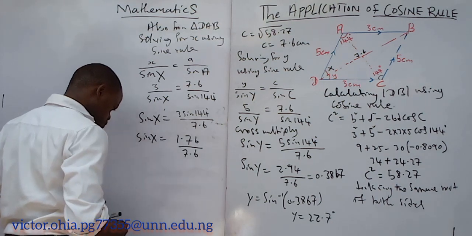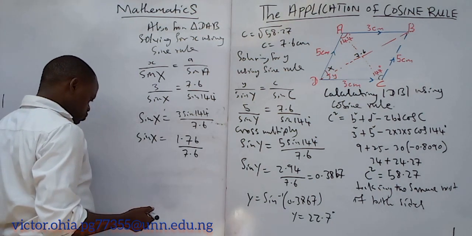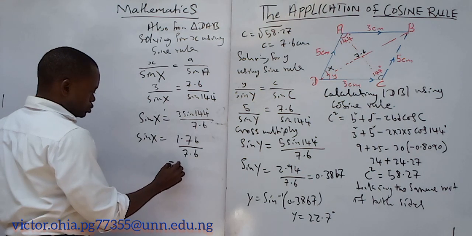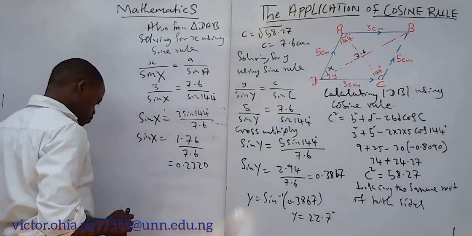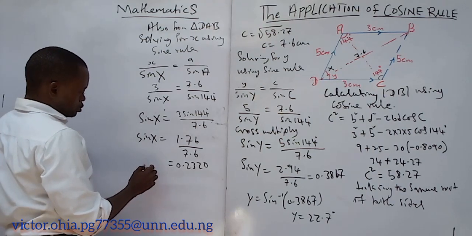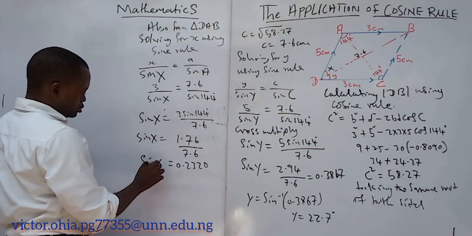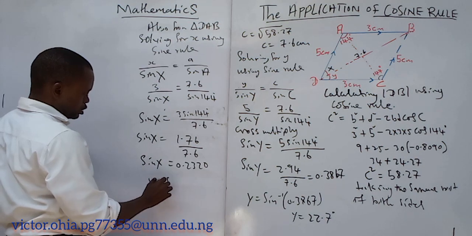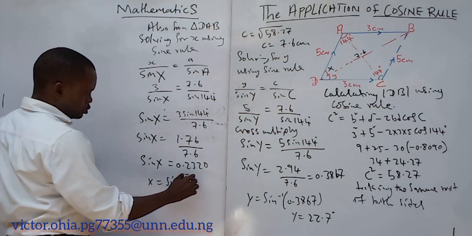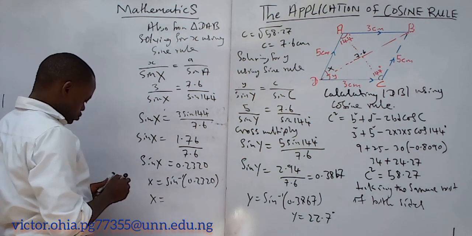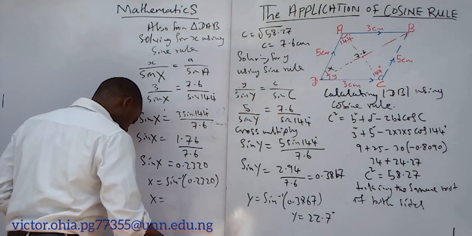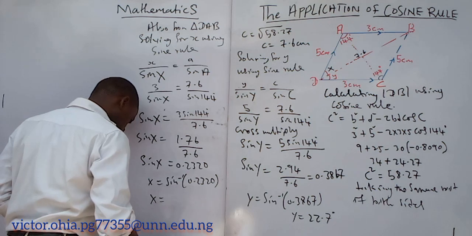So I get 7.6 and 0.2320. You realize that if sine x is this, then x will be the sine inverse of 0.2320. So we have x equals, we take the sine inverse of that.